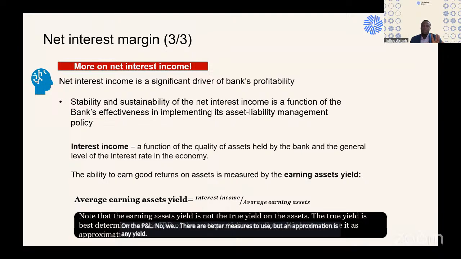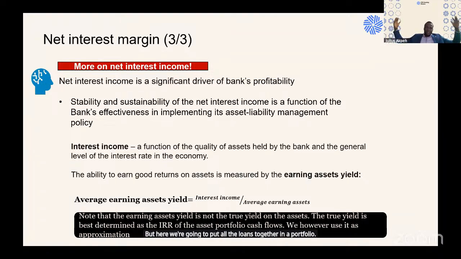Let me tell you about a better measure. The true yield on the earning assets, the loans and investment securities, is not the historical earning yield that I've been talking about. A better measure is the IRR of the asset portfolio cash flows. I'll tell you more about the IRR later. But here, we put all the loans together in a portfolio, look at the loan cash flow as a single portfolio, and then calculate the IRR of that. That is the true yield.